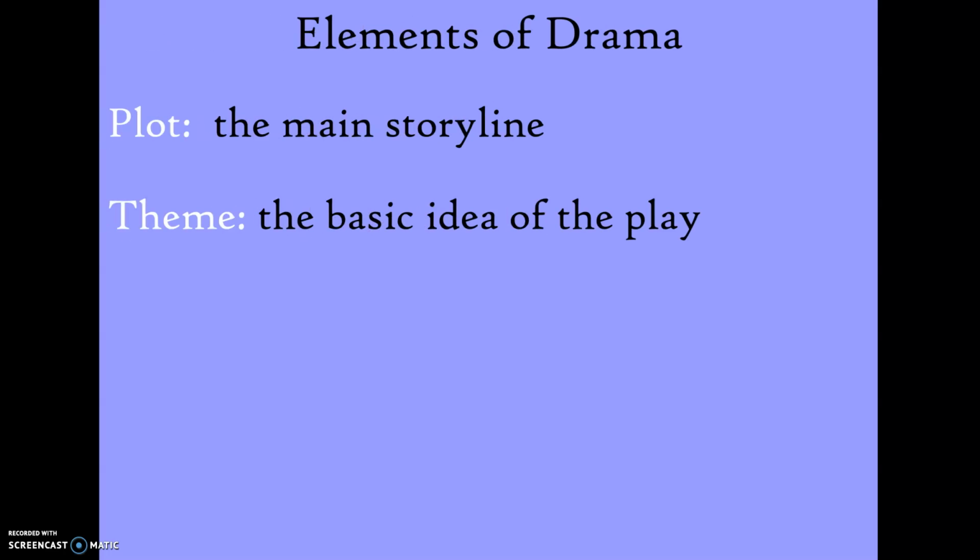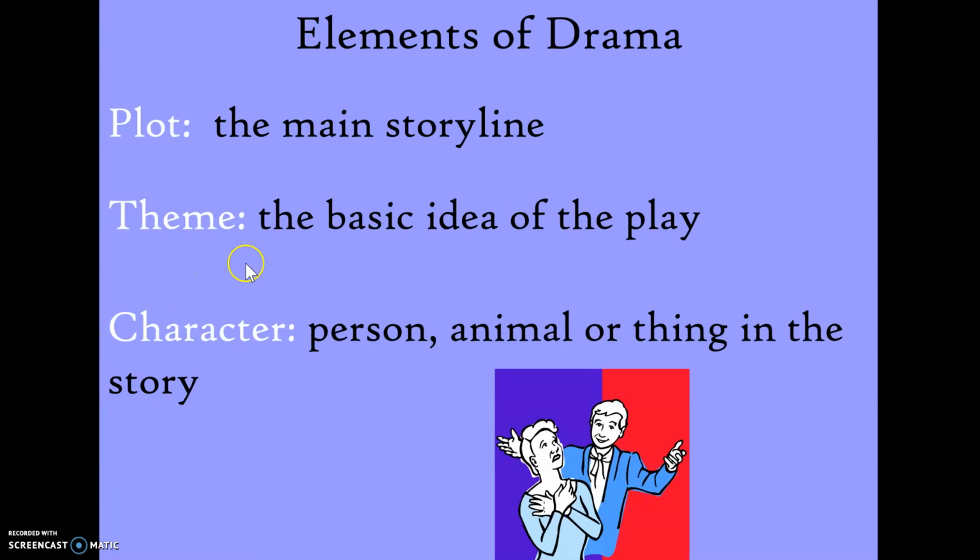So, elements of drama. You have the plot, that's the main storyline, that's what's happening in the story. You have the theme, the basic idea of the play. The theme is what the playwright wants you to learn about the story. So it is a universal truth. It has to be stated in a complete sentence. It can't be just one word.